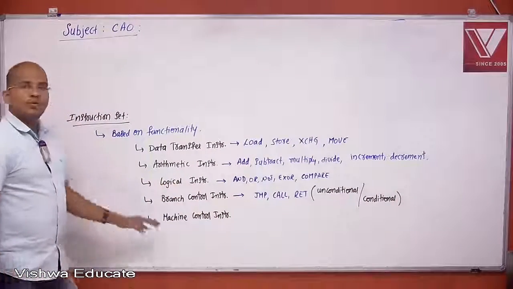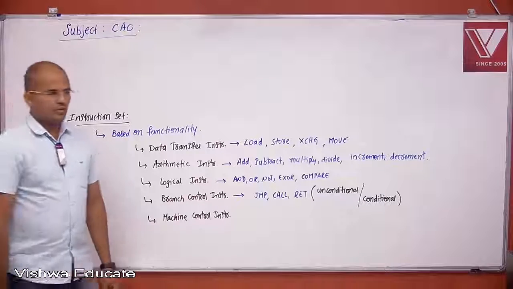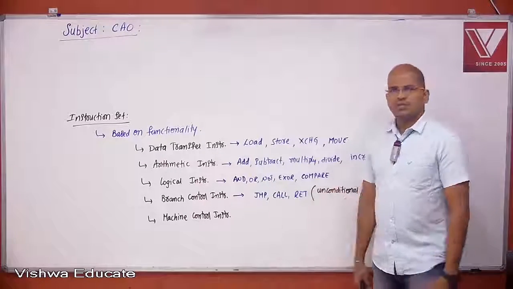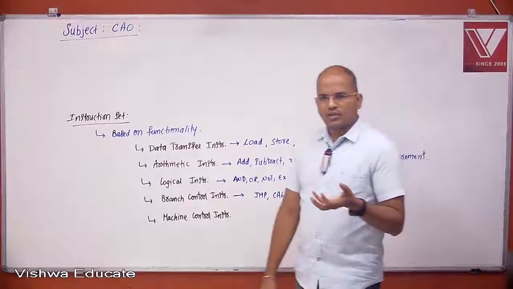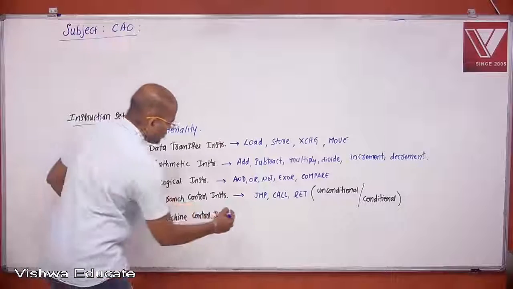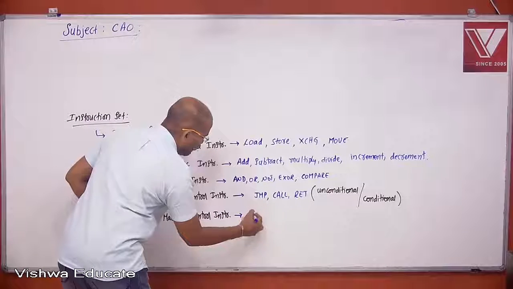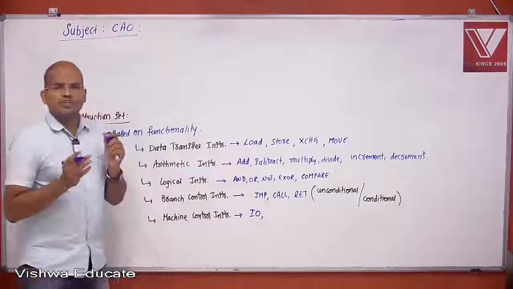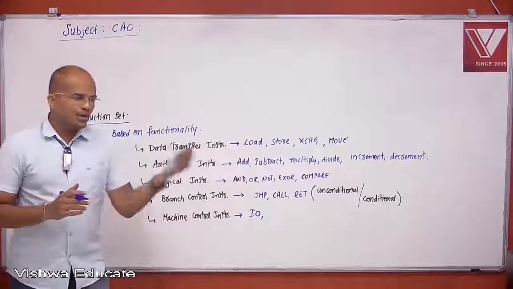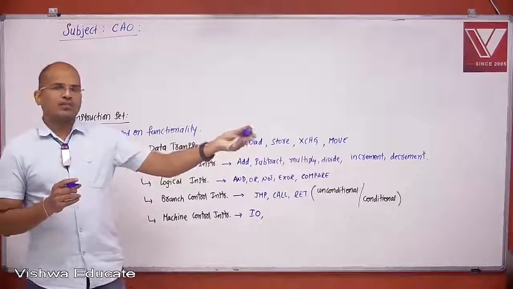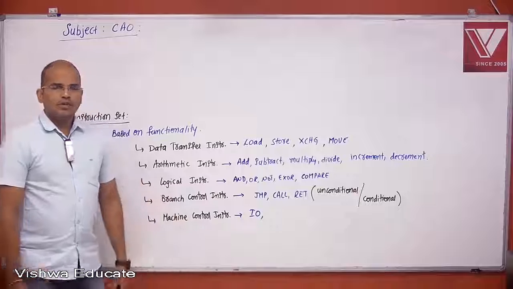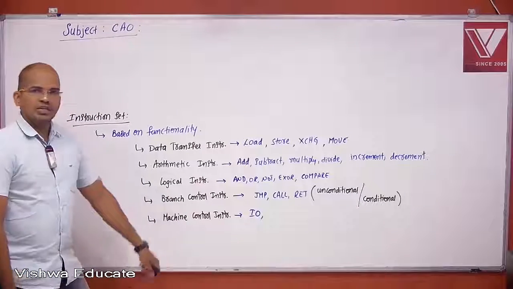Now, coming to machine control instructions. What do you mean by the word machine control instructions? The very name says these are the instructions designed to work with the machine. Like we have instructions called IO based instructions. If you want to transfer data from the device to an output device, or if you want to get data from an external device to a processor, we use machine control instructions. Okay, so IO transfers are basically called machine control instructions.